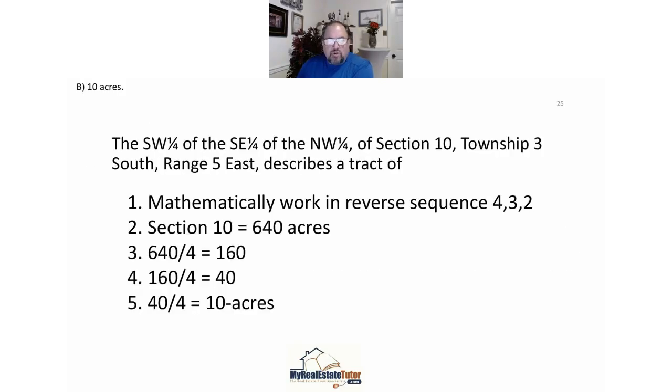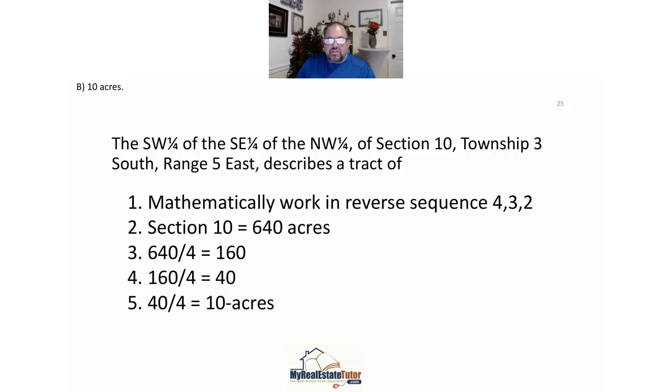All right, let's go ahead and look at this. How do we work this out? Well, we're going to start in section 10 because we know that's 640 acres. So township 3 south, range 5, just get rid of all that. To mathematically work this out and determine how many acres, you start with section 10. And you're going to work it in reverse, okay? So if I take section 10, that's 640 acres. I'm going to take 640 acres and divide it by my first northwest 1/4, or divide it by 4, okay? That gives me 160 acres. So what I'm saying is the northwest 1/4 of section 10, that's 160 acres, okay?